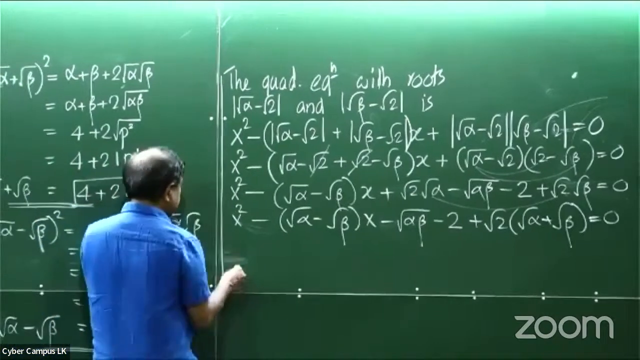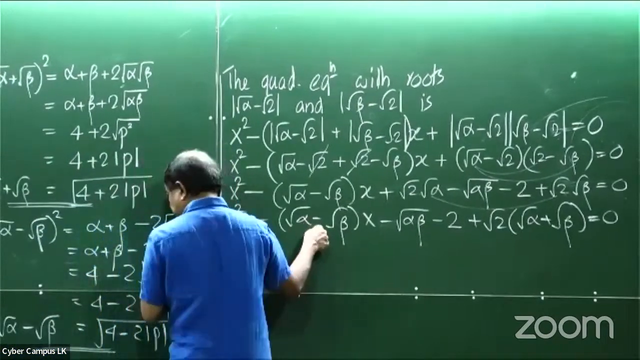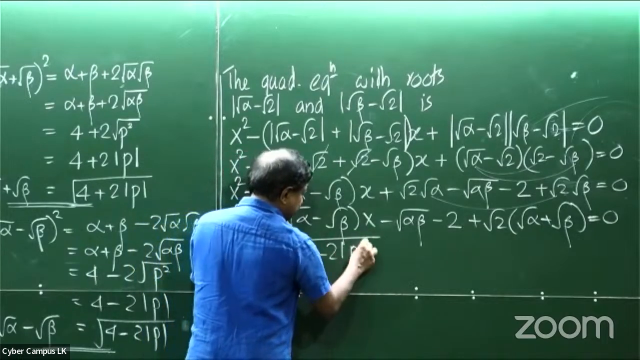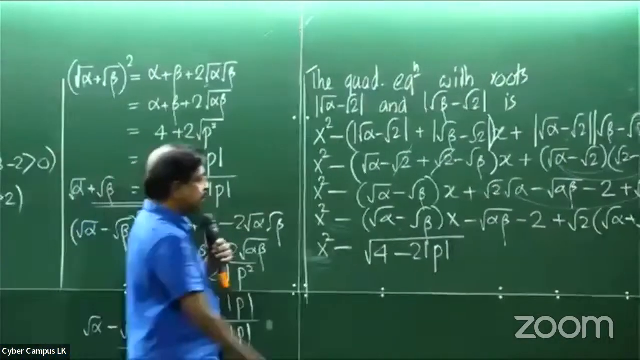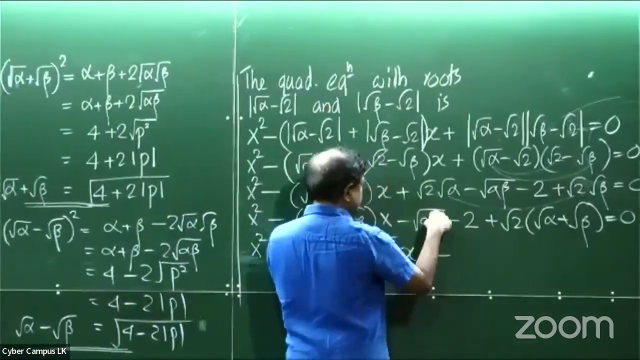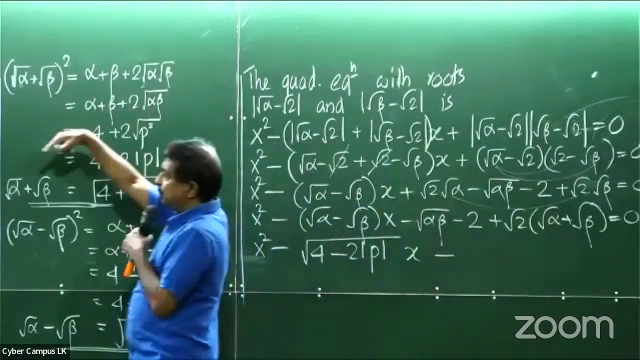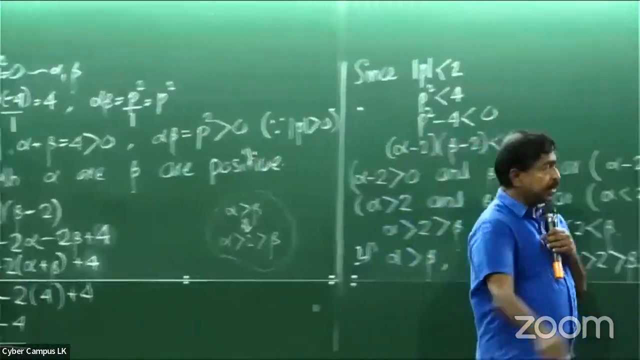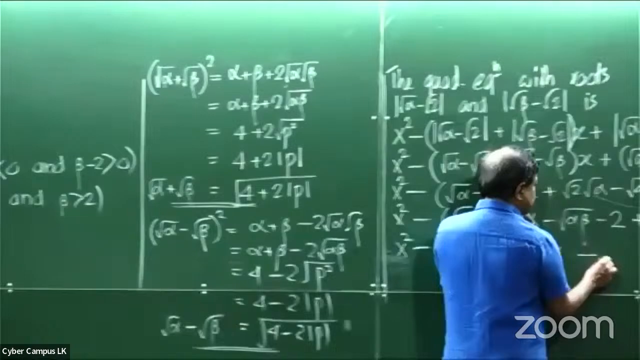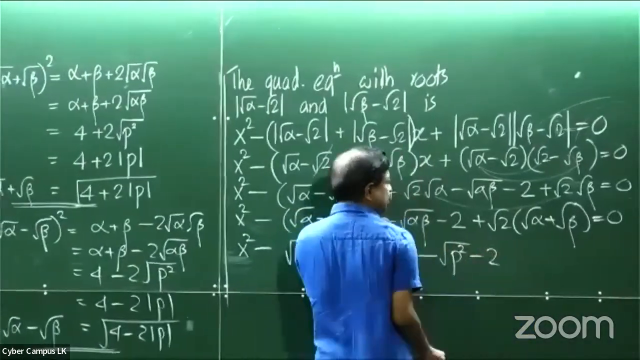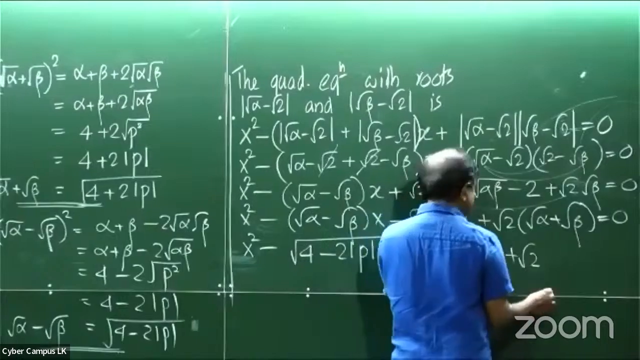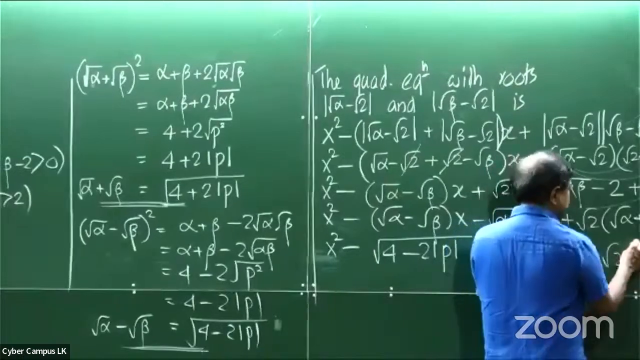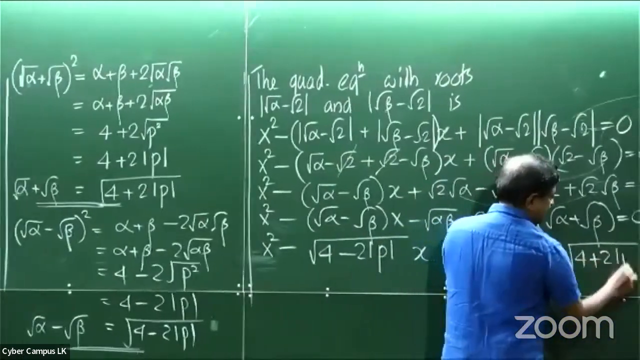Now let's plug in the respective expressions. This one is the square root of 4 minus 2 times mod p. This one times x minus, now what is this? Alpha beta. We have found it somewhere. Look here. It's p squared. So it turns out to be the square root of p squared minus 2 plus square root 2. Now we have obtained an expression for this one. It's square root of 4 plus 2 times mod p.